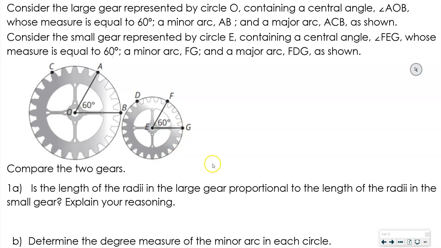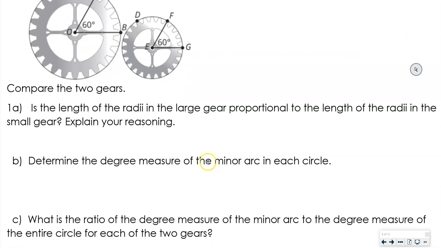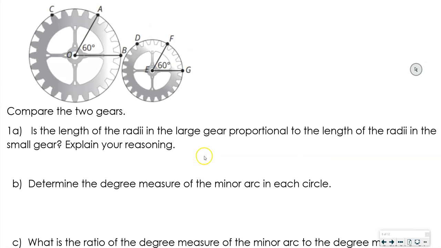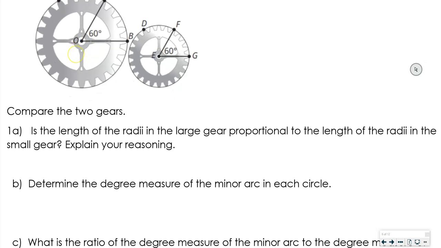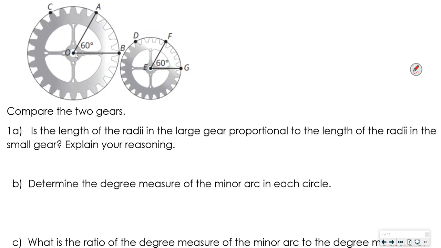It says, compare the two gears. Okay, so it says, is the length of the radii in the larger gear proportional to the length of the radii in the small gear? Explain your reasoning. Well, what we could do is we could literally take this radius right here, AO, and we could put it over the radius of FE. That's what it means by proportional. Isn't that a proportion? It's just a fraction, right? So yes, we could put one over the other.